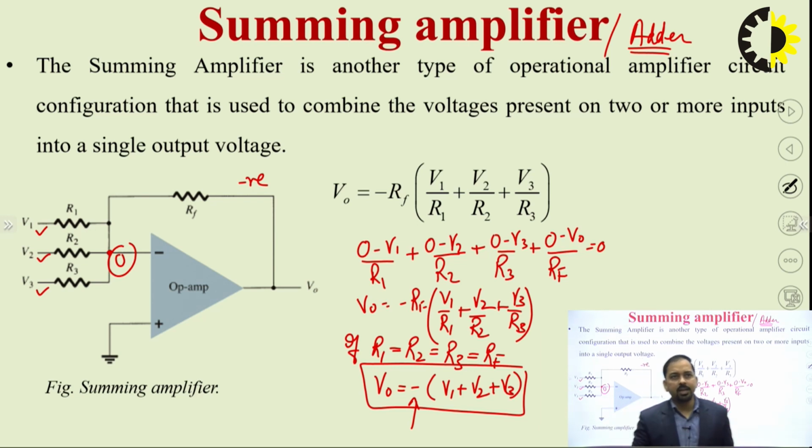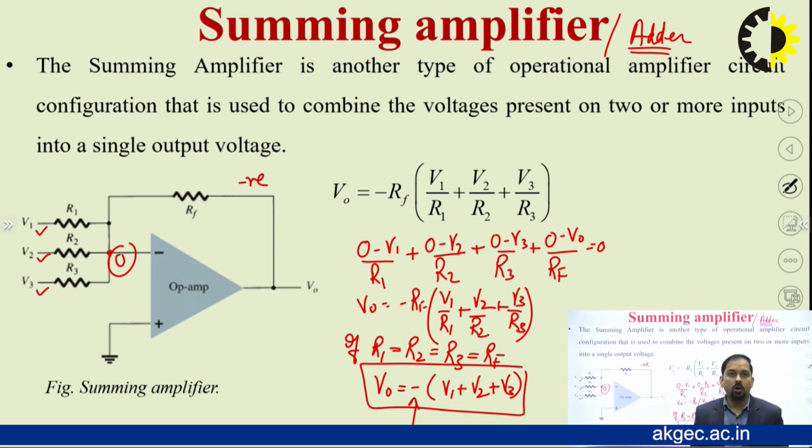Means we can design the non-inverting summer also by putting this particular branch at the non-inverting terminal, and this is connected to ground like that, with some resistance R there. So we can draw the non-inverting summer also.